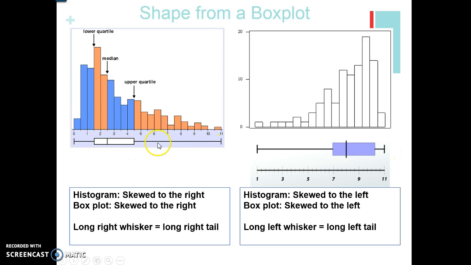I would suggest looking more at the whiskers than the placement of the median. It's much easier to see that this has a long left whisker than a right whisker, so that's going to be left skewed. That corresponds with the long left tail of the histogram. So like I said, look more at the whiskers than at the placement of the median.